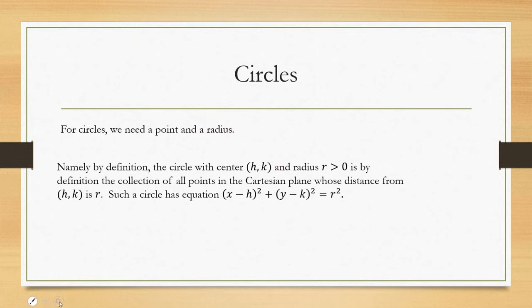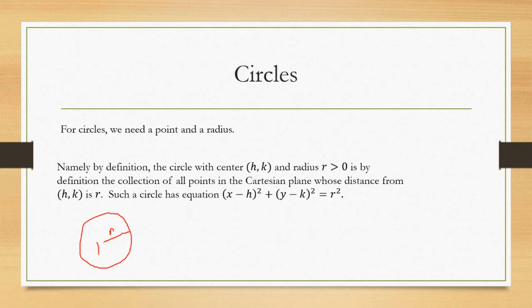Namely, if we have a circle whose center is that point (h, k), so this is our point here, and if r is the radius, which is positive by definition, the circle with center at (h, k) and radius r is all points in the Cartesian plane whose distance from (h, k) is r. That's just the definition. So you're looking at all points that are the same distance from the center, which is (h, k). So this is the center.